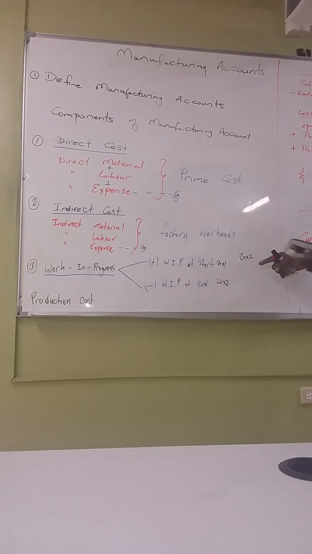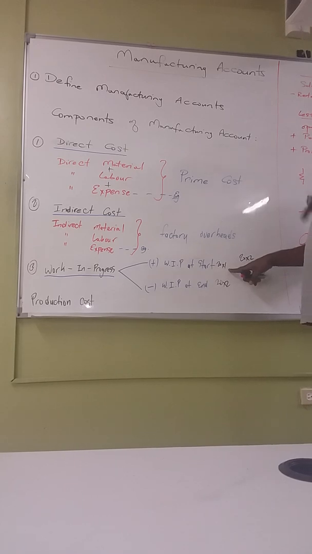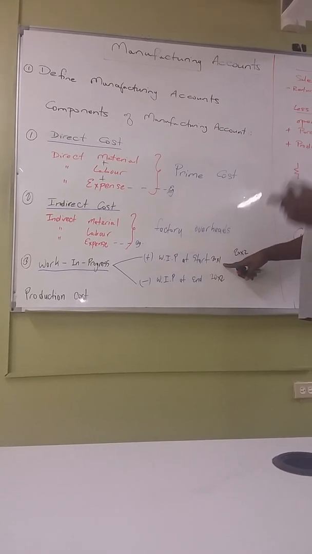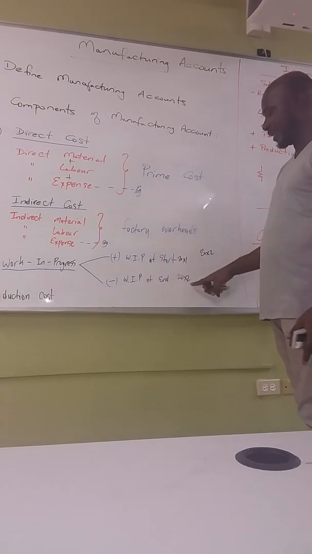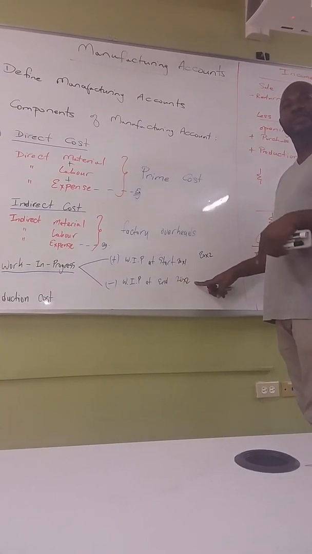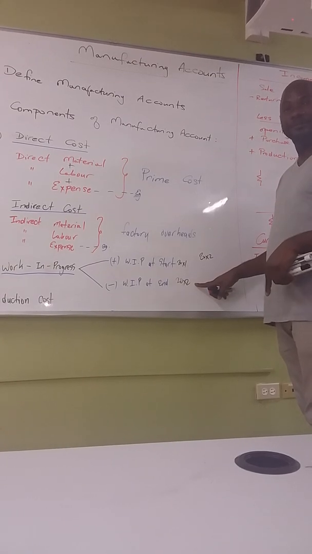So again, remember the process. You add work in progress at the start. That is the work in progress coming from the previous period, because the assumption is that it will be completed in this period. And you less work in progress at the end, meaning those goods that are unfinished at the end of your current period.